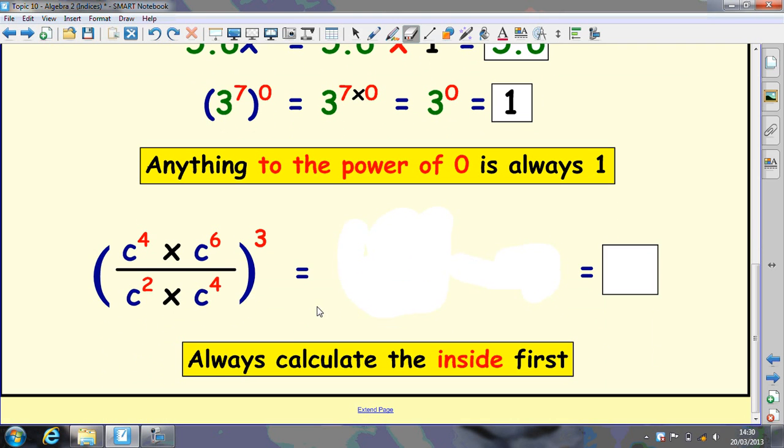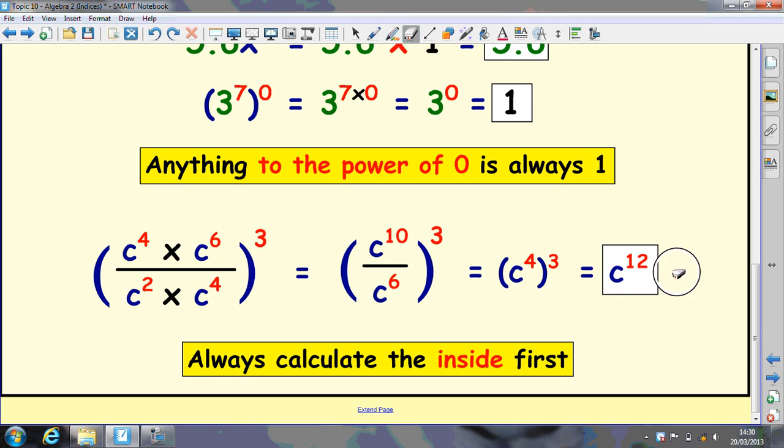Okay, and the last example, a trickier one. Do the times and across the way first. So when you multiply indices, you add them. So in the top, we've got a 10. On the bottom, we have got a 6, and then we have a cube. Then do the division inside the brackets. 10 take away 6 is 4. And then finally, do the power outside the brackets. You multiply them, so c to the power 12.